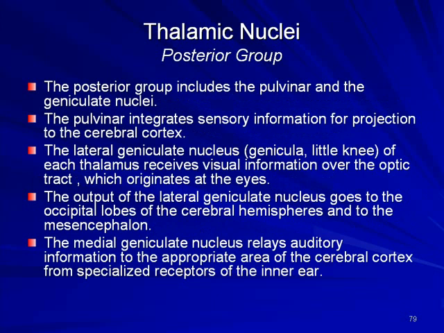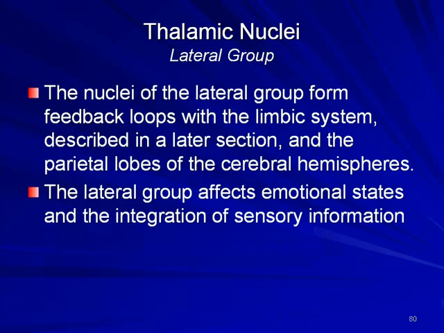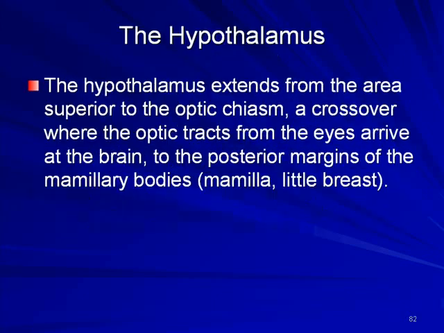And then the posterior group, also involved in sensory information, the integration of sensory information. Some other structures are located in this posterior group. The pulvinar, just one of them, integrates sensory information involved in projection into the cerebral cortex. It's important. That's the only important thing that you really need to take away from there. Nuclei of the lateral group form feedback loops in the limbic system. Again, we'll talk about that in part 2 of this lecture series. The lateral group affects the emotional states and the integration of sensory information.